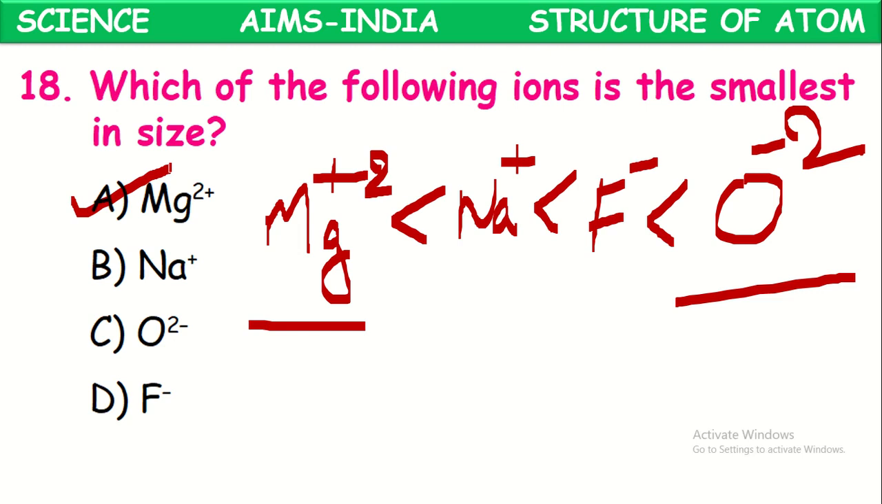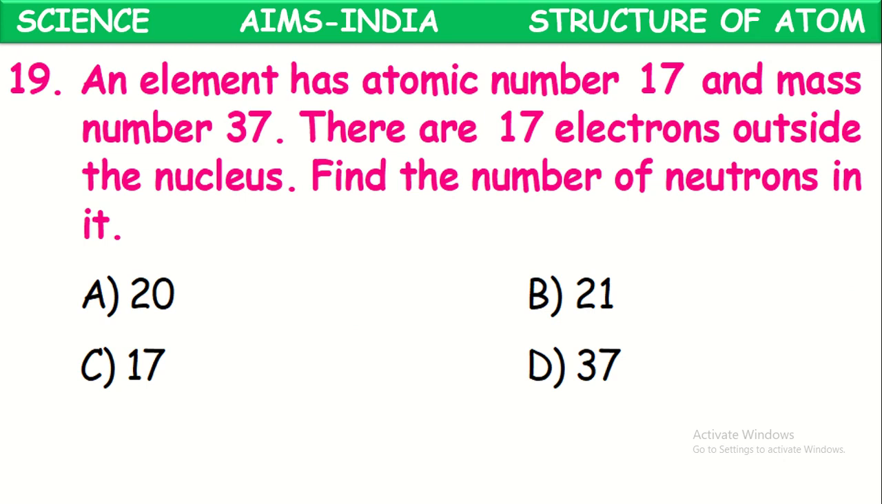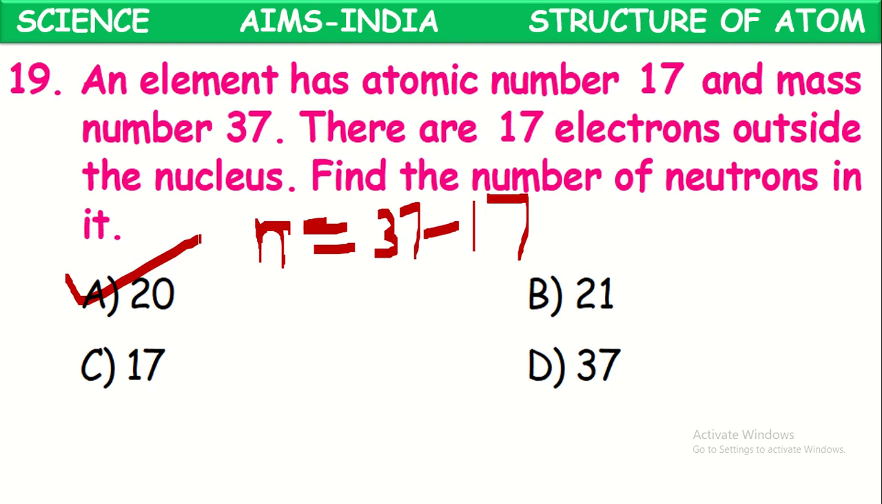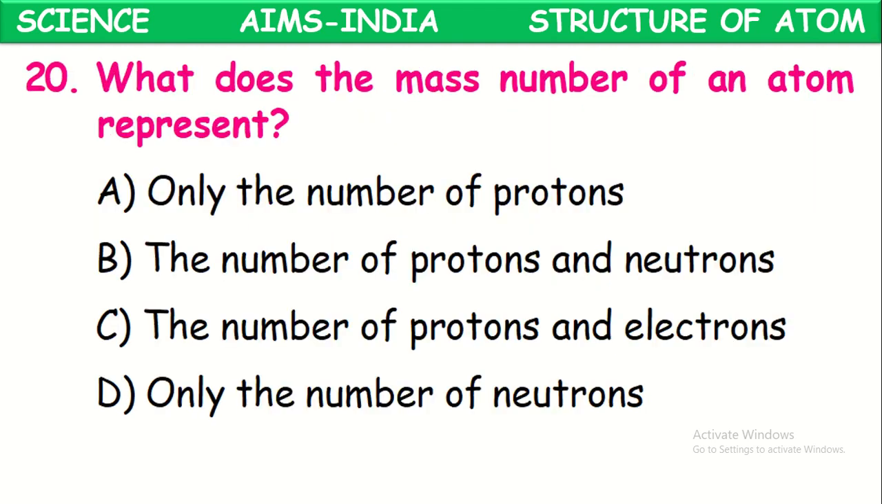Now the smallest they are asking, this is correct. Okay. Next, an element has atomic number 17 and has mass number 37. There are 17 electrons outside the nucleus. Find the number of neutrons. So what is the formula to calculate the number of neutrons? Mass number minus atomic number, simply, isn't it? Number of neutrons is equal to mass number minus atomic number. Atomic number they have given already as 17. Then what will be the number of neutrons? 20.